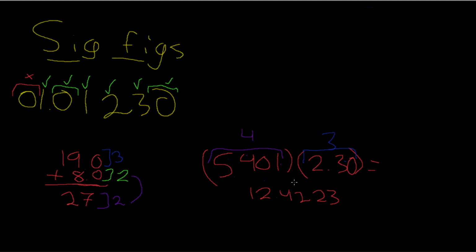So 1, 2, 3. So cut these out, and then we round to 3 sig figs, which in this case would give us 12.4. And there's your answer.